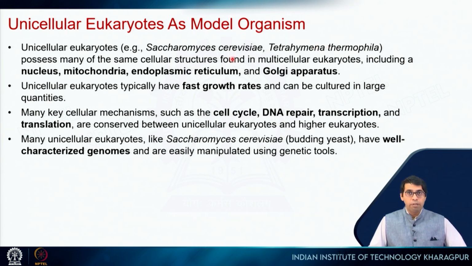Saccharomyces cerevisiae, I will show one example in the next slide, which is the yeast two-hybrid assay, done using Saccharomyces cerevisiae. So, these types of eukaryotes have processes which are very similar to the multicellular eukaryotes because they have all these internal organelles. So, they can serve as a model system for studying eukaryotic systems. Since these are unicellular, they grow fast and they can be cultured in large quantities in a relatively inexpensive manner. So, many key cellular mechanisms such as cell cycle, DNA repair, transcription, translation, etc. are conserved in these unicellular eukaryotes as in higher eukaryotes.